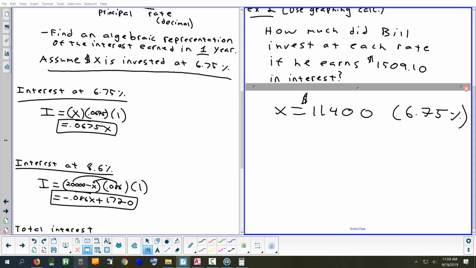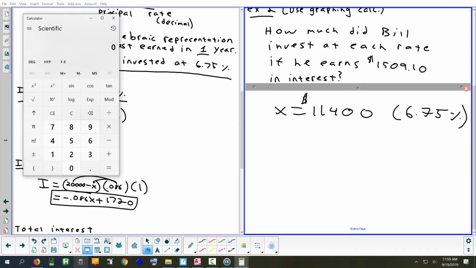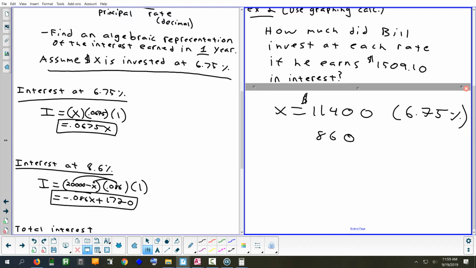How would I figure out how much money he put in the higher one? Subtract that from 20,000. Yeah, just take his total money and subtract what he put in the lower one. So if he put 11,400 in the lower one, he put 8,600 in the other. What was the other interest rate? 8.6. And there's your two answers.